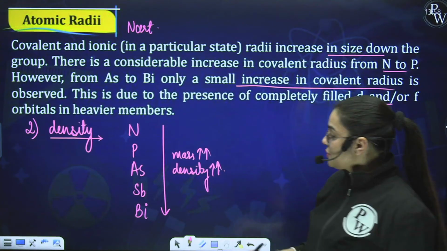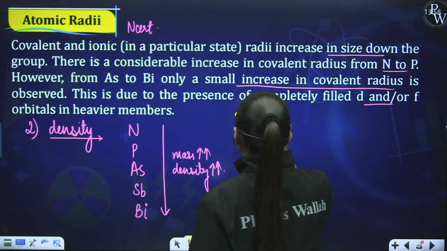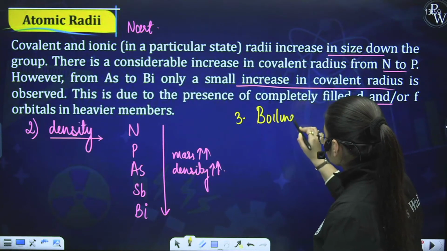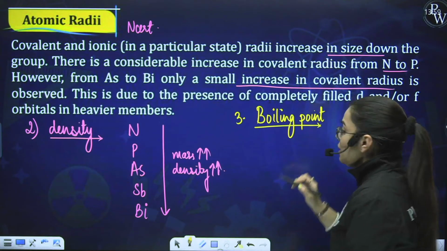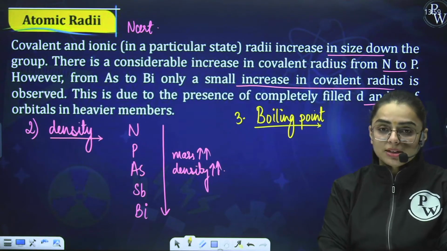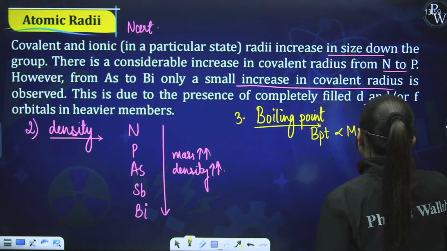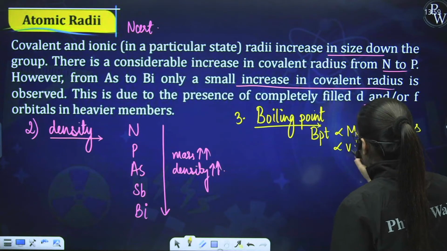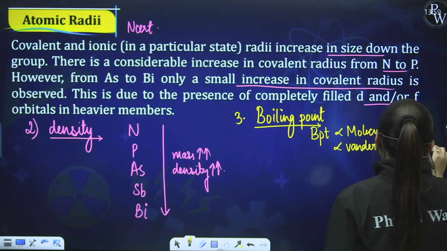Now the next physical property, the third one, shall be about the melting point and the boiling point. First of all, let us talk about the boiling point. Boiling point always depends upon the molecular mass. Do remember this thing. Boiling point always directly depends upon the molecular mass. The more the mass, the more the boiling point. Or we can say boiling point is directly dependent upon the van der Waals forces.